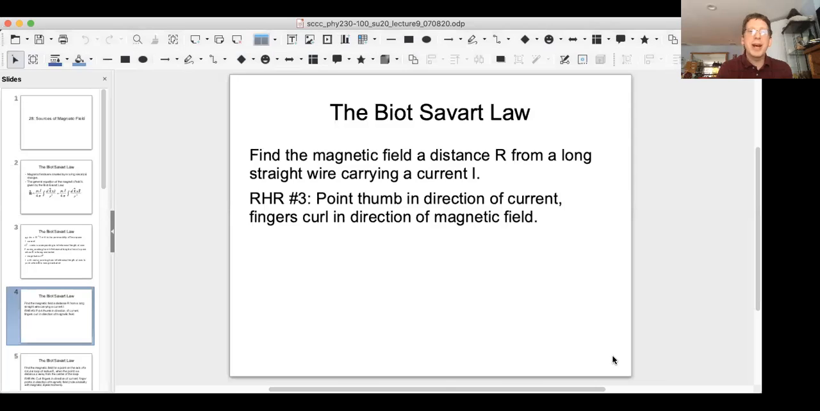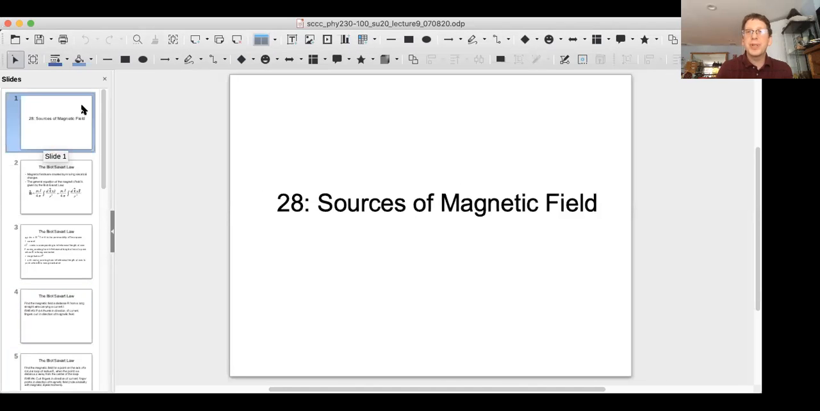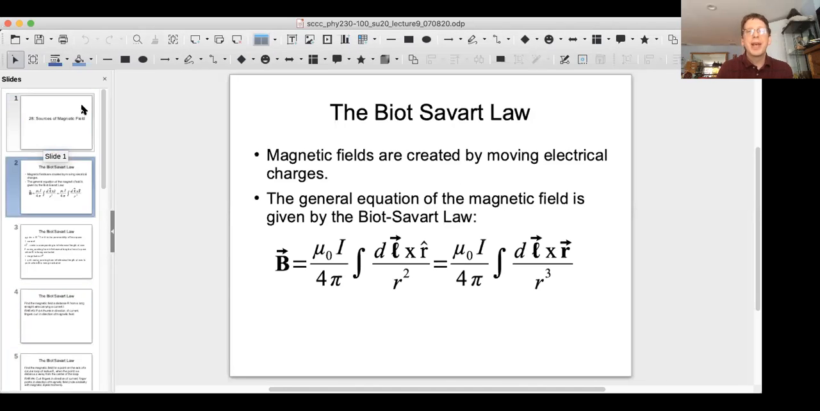Okay, so we've come to the last lecture of the course, and it's a review for the last exam. It's covering chapters 28, 29, and 30 in the Giancoli book. And so it's focusing on magnetism. The first chapter that we're covering is chapter 28, which is sources of the magnetic field.